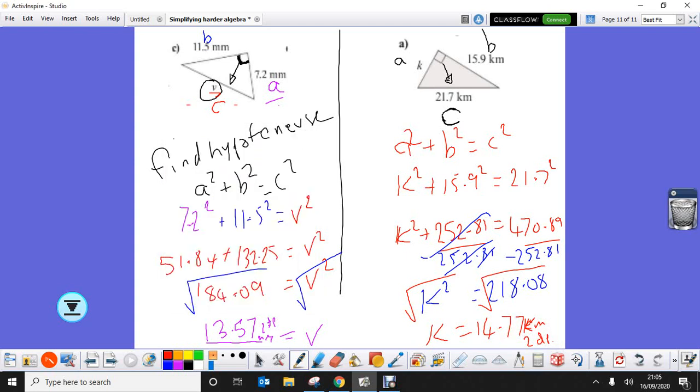And that's the workings for finding the longest side and for finding the shorter side.